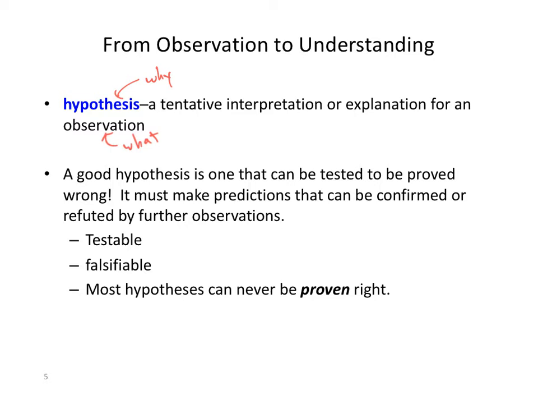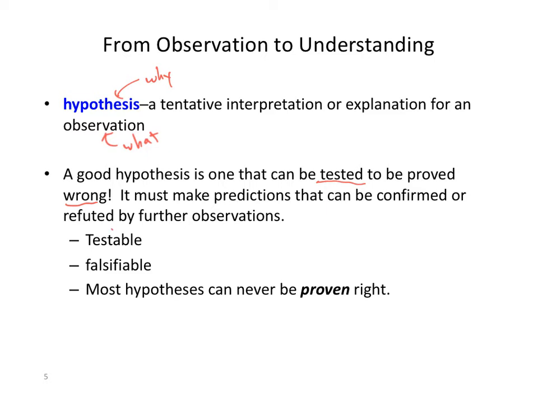Now, one thing that may not be obvious, but that good hypotheses should follow, is that we have to be able to test our hypothesis, and it has to be possible to prove our hypothesis wrong. That may seem counterintuitive, but this is a property of hypotheses that's called falsifiability. In order to have a good scientific hypothesis, it must be possible to make observations when we test it that prove that our hypothesis is wrong.